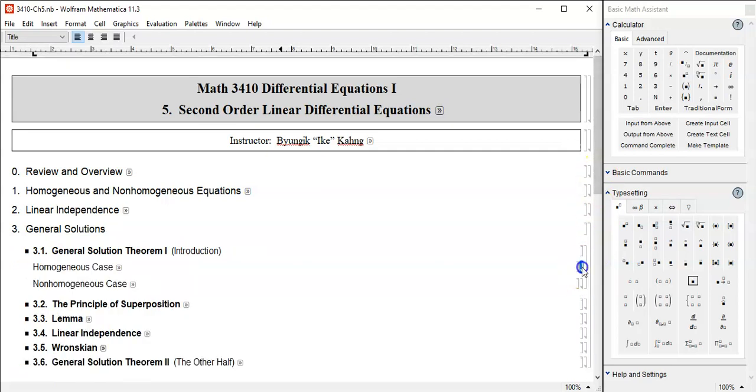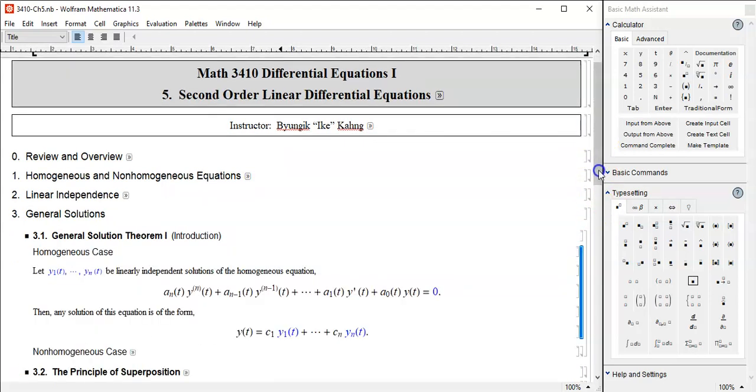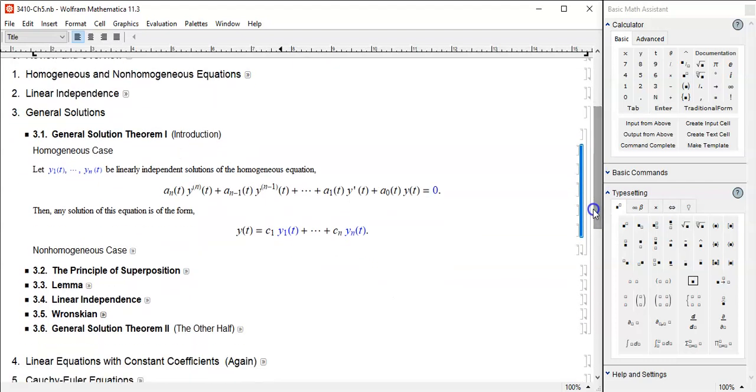The general solution theorem. The general solution of a nth order homogeneous linear ODE looks like this. We have n linearly independent solutions and form a linear combination c1y1 plus c2y2 and so on, all the way up to cnyn. That is the general solution. Can there be some other form? No, not really. That's something we'll have to establish.